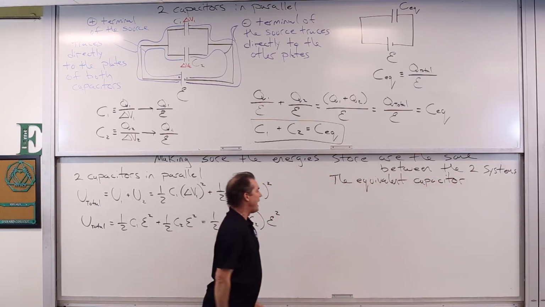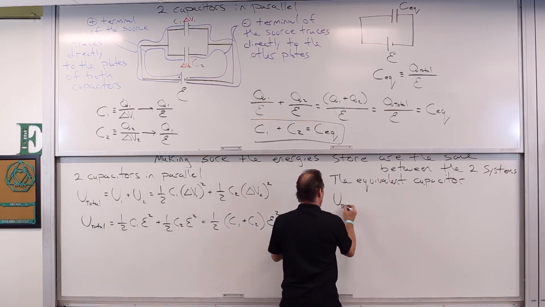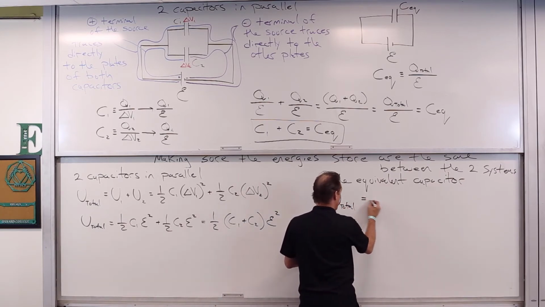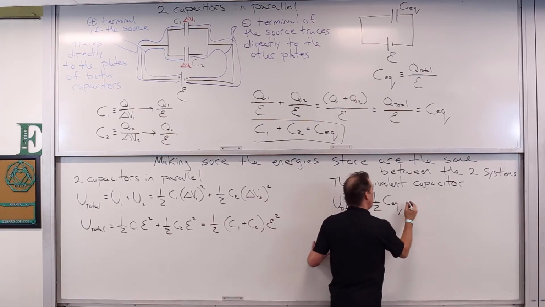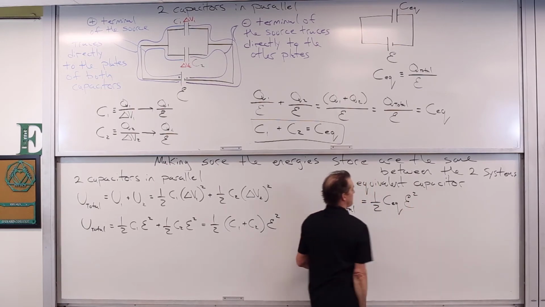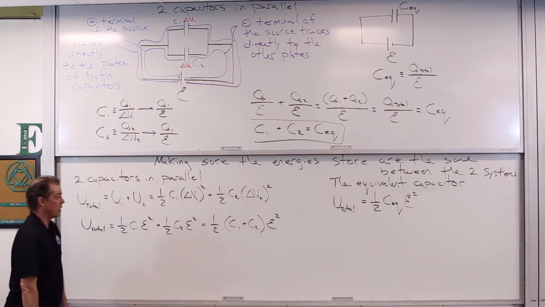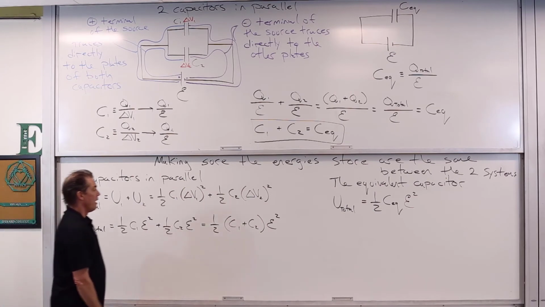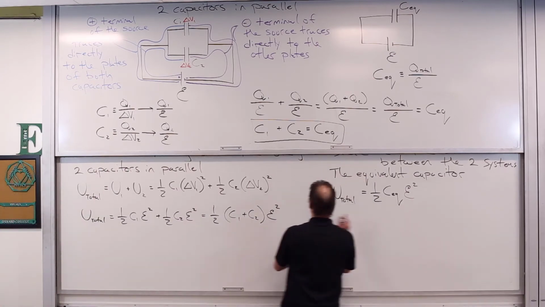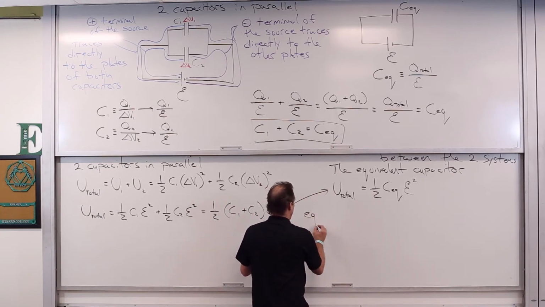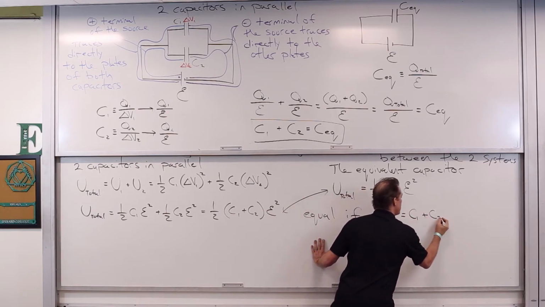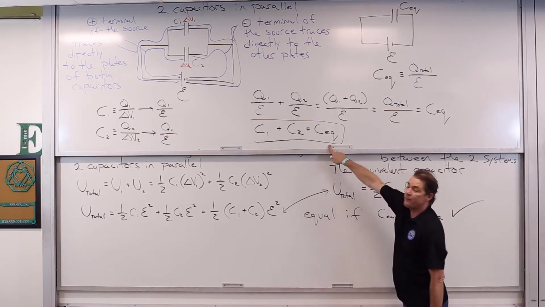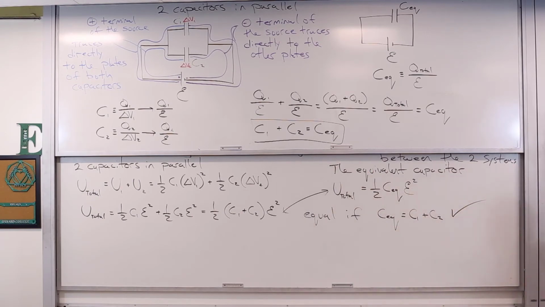Now let's look at the equivalent capacitor. The total energy stored is going to be equal to 1/2 multiplied by the capacitance of the capacitor, which is CEQ, multiplied by the source potential squared, because that's the potential difference across these plates. So what do we have here? Are these 2 things equal? Equal if CEQ is equal to C1 plus C2. Check. That's what we've just said right there. And that must be the case if we have the same amount of energy stored between the 2 systems.